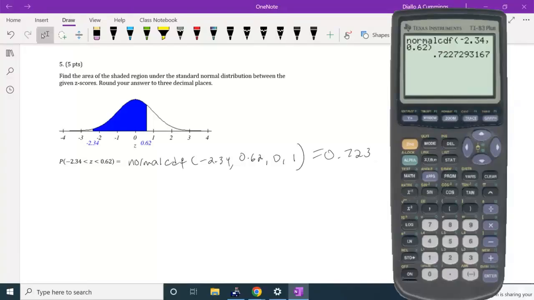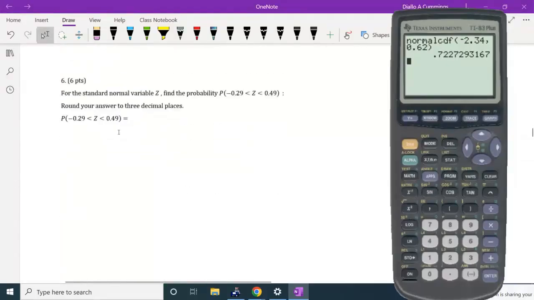0.723. Okay. All right, that's worth 5 points. I really would not want you to miss that one. All right. Problem number 6 is basically the same. Only difference is they don't give you a rough sketch. But we can put a rough sketch to it.